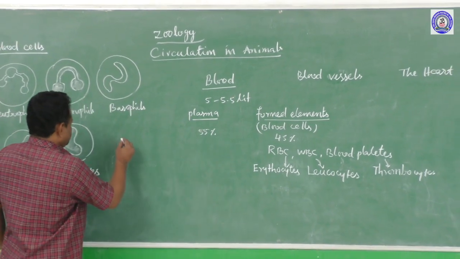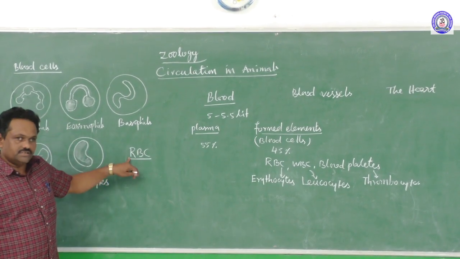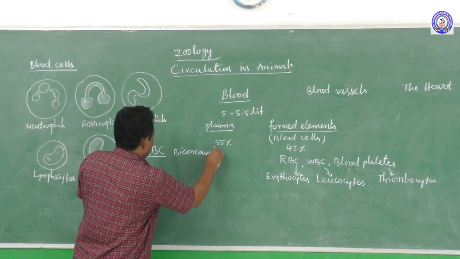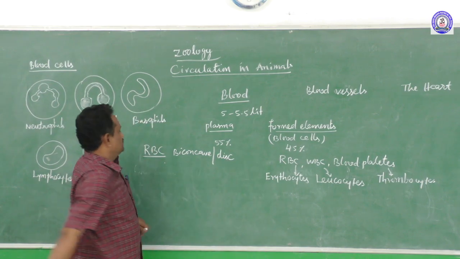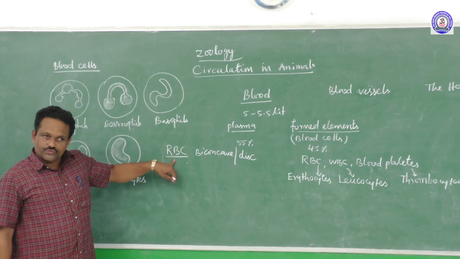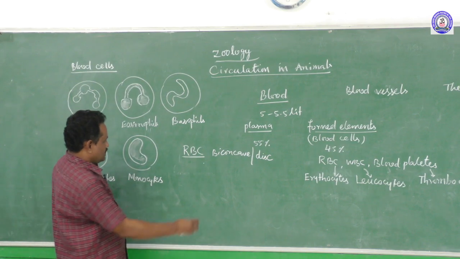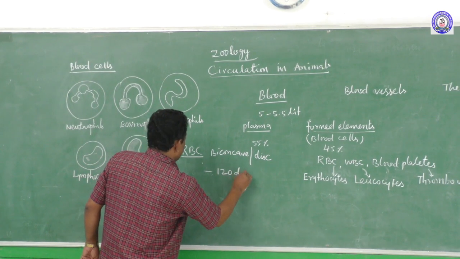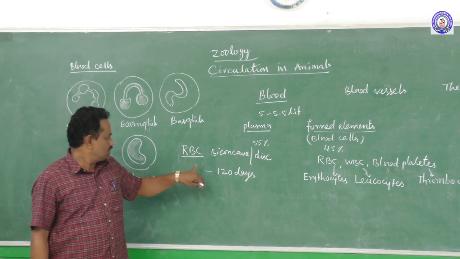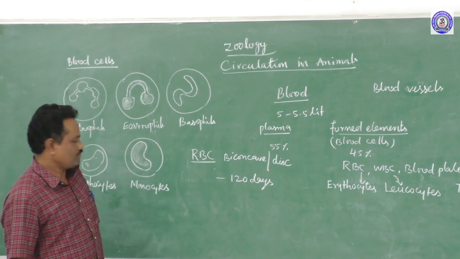When you come to the RBC, the RBC cells are biconcave or disc-shaped cells. These cells are produced from bone marrow. The total lifespan of RBC is about 120 days. After completion of its lifespan, the RBC cells are destroyed in spleen and liver.